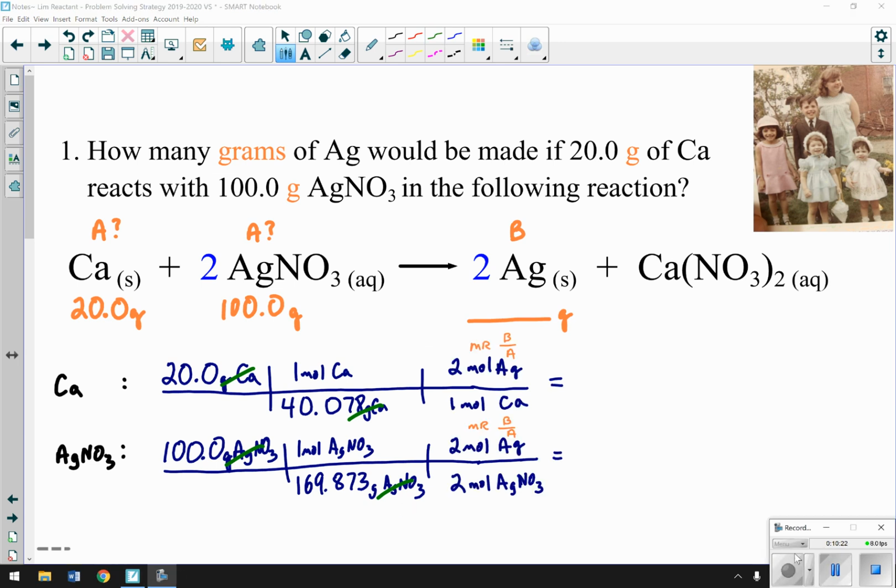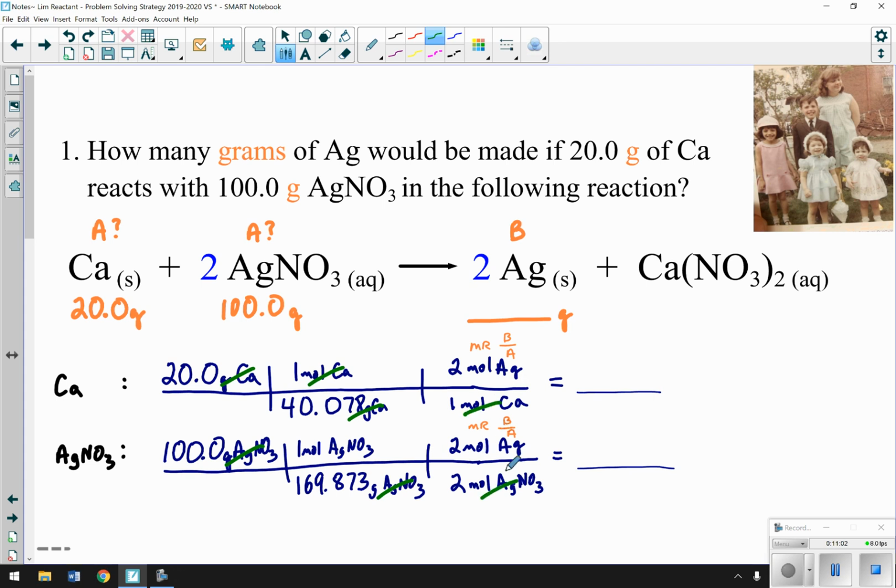Okay, so for calcium, the mole ratio would be 2 moles of silver for every 1 mole of calcium from the balanced equation. And remember, again, the mole ratio is B's coefficient over A's coefficient. For silver nitrate, the mole ratio would be 2 moles of silver for every 2 moles of silver nitrate. You see, again, B's coefficient over A's coefficient. And then we're going to find the numerical value here. Whichever one of those is the least amount of moles of B is going to be the limiting reactant.